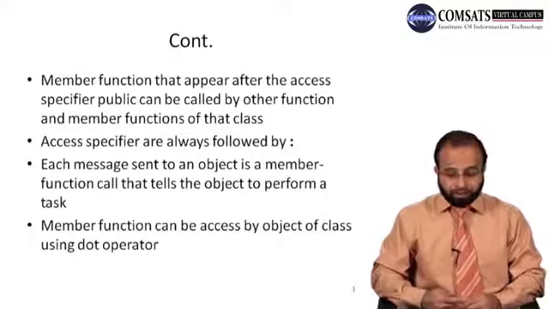So a member function can be accessed by an object of a class using the dot operator. Without an object you cannot execute the member function, that means the behavior of the class. So for the behavior of the class you must have an object, कि आप किस ऑब्जेक्ट का बिहेवियर एग्जीक्यूट कर रहे हैं, किस ऑब्जेक्ट के साथ वो फंक्शन एग्जीक्यूट कर रहे हैं, इसको इस तरह से रिलेट कर सकते हैं.